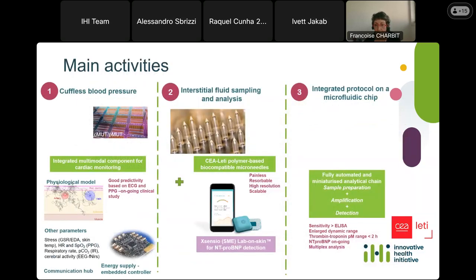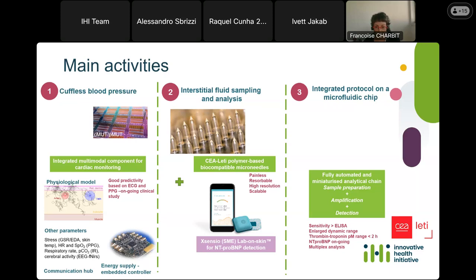I'm going to highlight now some strengths of our solutions in heart disease management. For the first one, cuffless blood pressure, it's the multimodal nature of these devices that ensures robustness. We did it on ECG-PPG, and we are able to go much further. We have an excellent environment at Leti to add other parameters and other modalities quoted here, as well as communication and energy supply that are extremely important, where we benefit from the very last technologies.